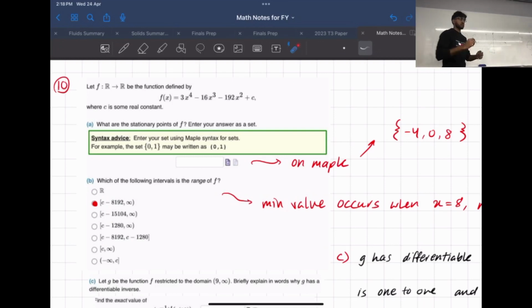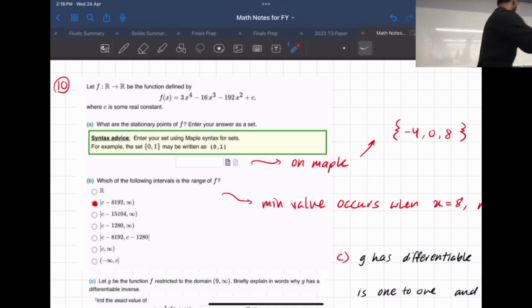In the range. Okay. So how do we find the values that are in the range? One way to do it is that we know we can find this minimum point here. This is the global minimum.